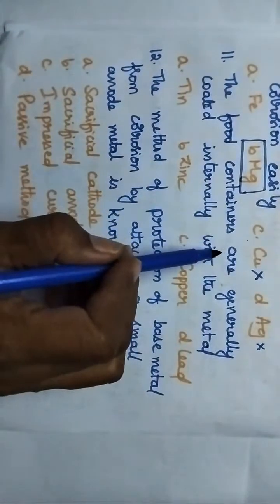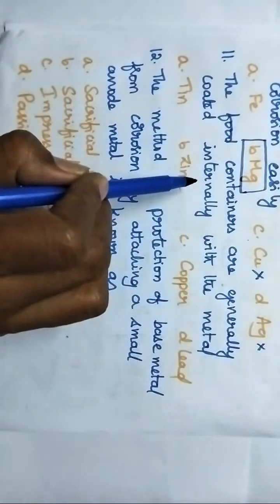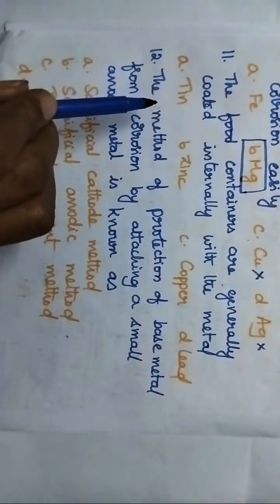The food containers are generally coated internally with a metal. So food containers are generally coated with which of the following metals? Option A, tin, B, zinc, C, copper, D, lead. You have to identify the right option.